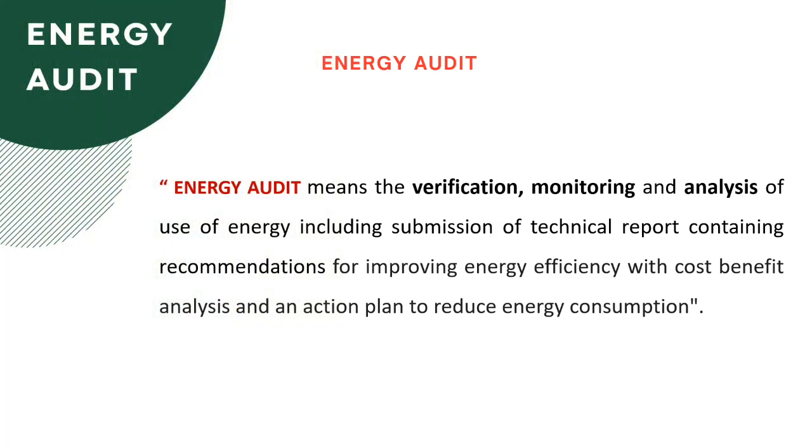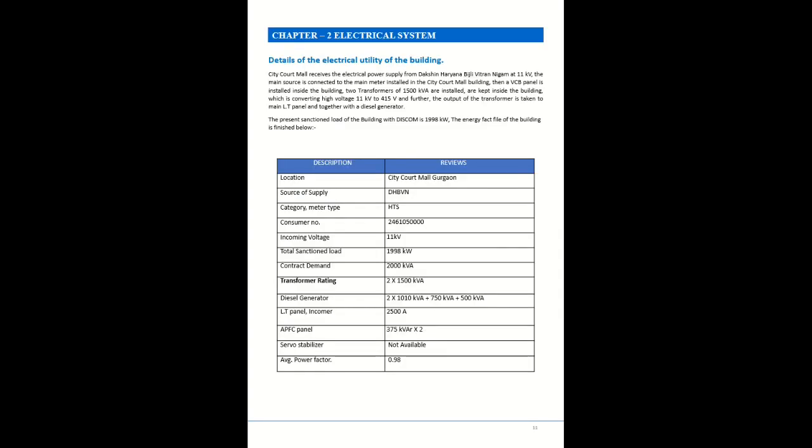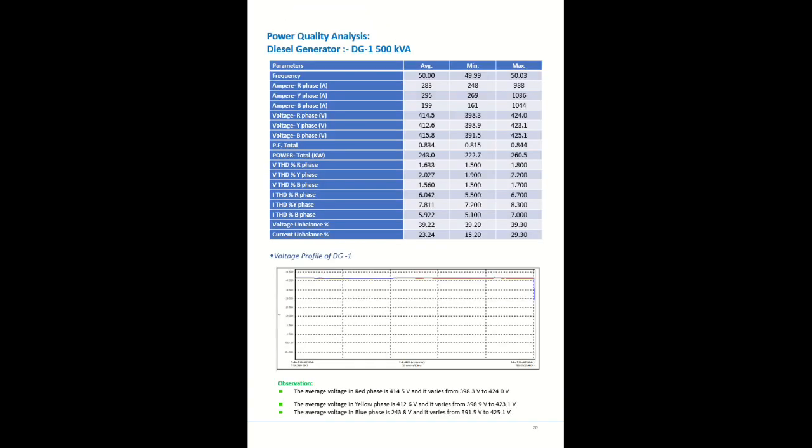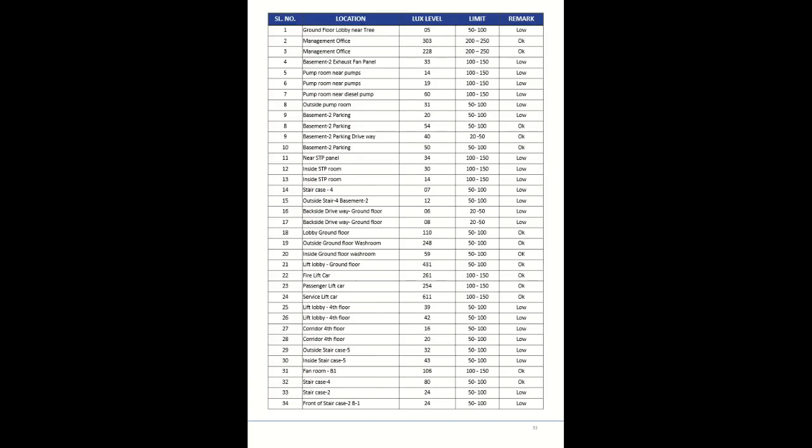Next one is analysis. So after getting the data from your site by testing and by collecting the documents, analysis is being done, and this analysis is based on the experience and on the calculations, that where we can save energy. Then all this is being covered in a technical report which contains recommendations for improving energy efficiency with cost benefit analysis.